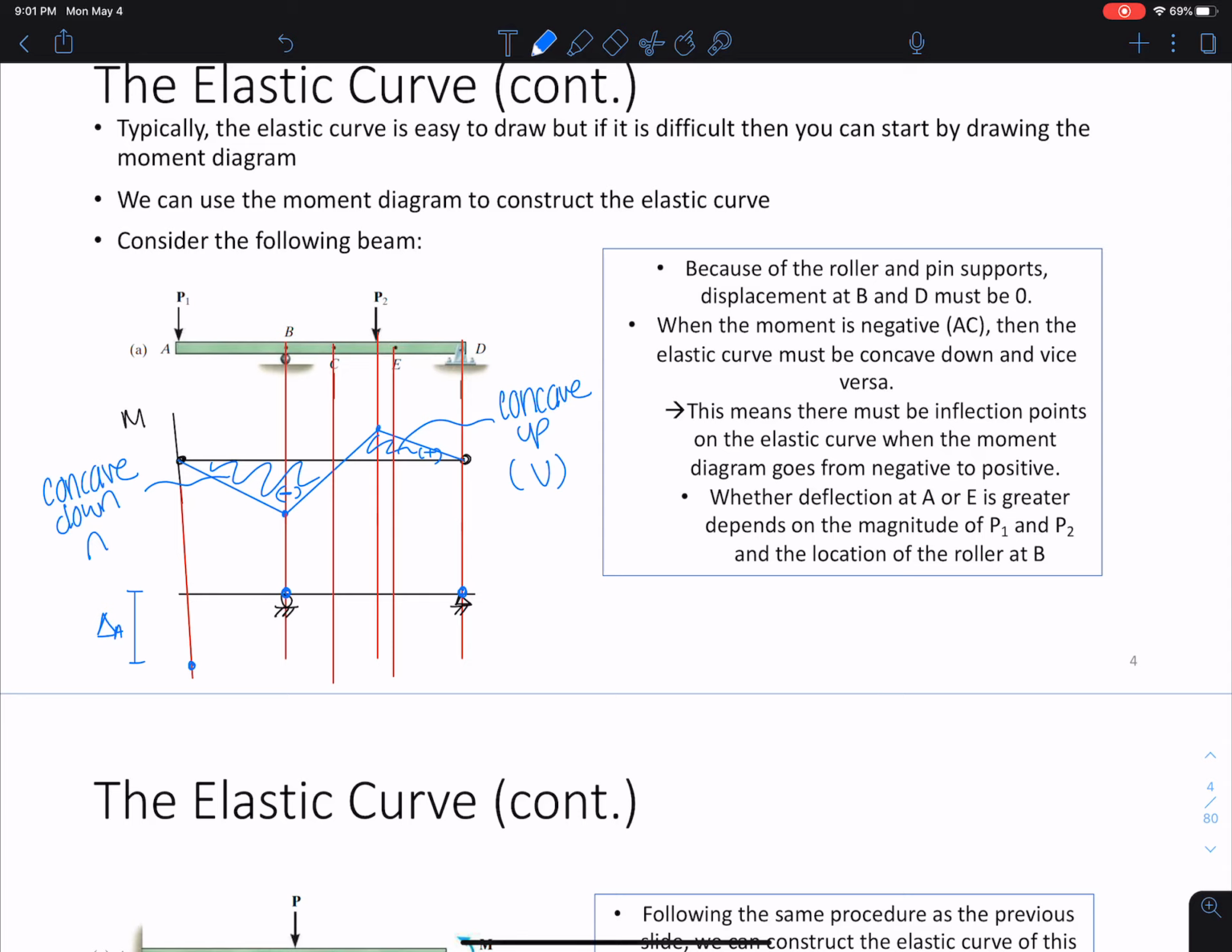Okay, so all we have to do, if this is concave down, that means from here to here, I definitely have to have concave down. And the reason I've drawn C here is because at some point here, we know that it changes and it goes to concave up. So we call this point C some kind of inflection point. Okay, we have some kind of point where it changes from concave down to concave up. And that's generally this elastic curve.